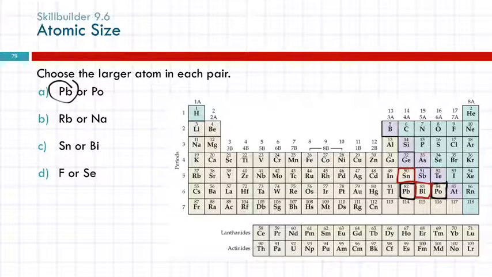If you have one like fluorine and selenium, so this one I'm going to say, don't know. Fluorine and selenium. Here's fluorine, and here's selenium. Trend going across says that fluorine is smaller. Trend going down says that fluorine is smaller. The trends agree, and so we can say that selenium is larger. So you should be able to answer questions like that.